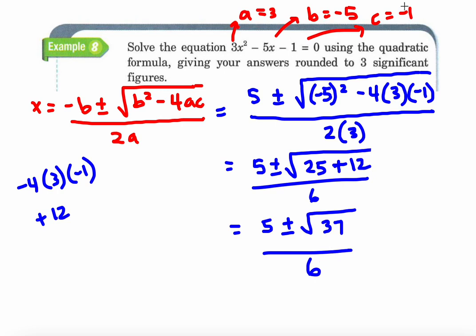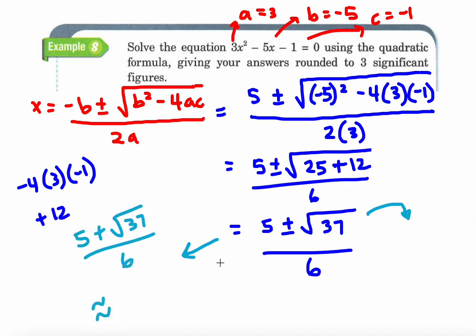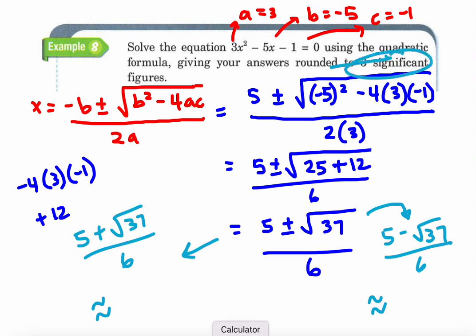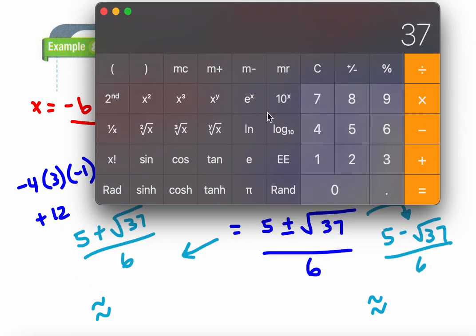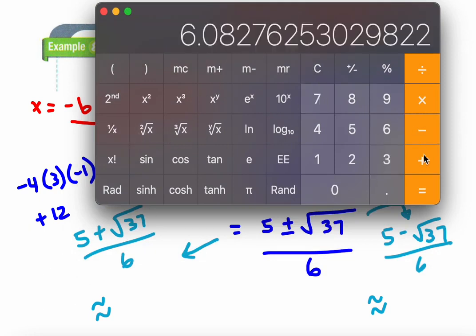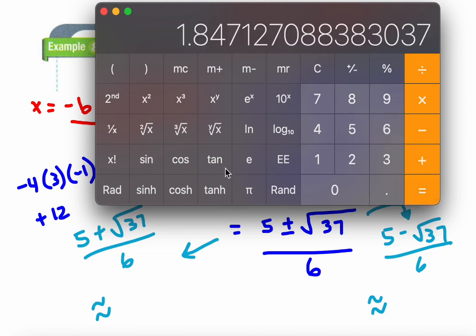However, this problem says you got to give your answer rounded to 3 significant figures. All right, so I'm going to have 2 different answers. The first using the plus and the second using the minus. So 5 plus square root of 37, take that answer, divide by 6 will be my first answer. 5 minus the square root of 37, that answer, divide by 6 will be my second answer. Rounded to 3 significant figures. So for the first one, square root of 37 is this. Add 5. Take that answer, divide by 6.